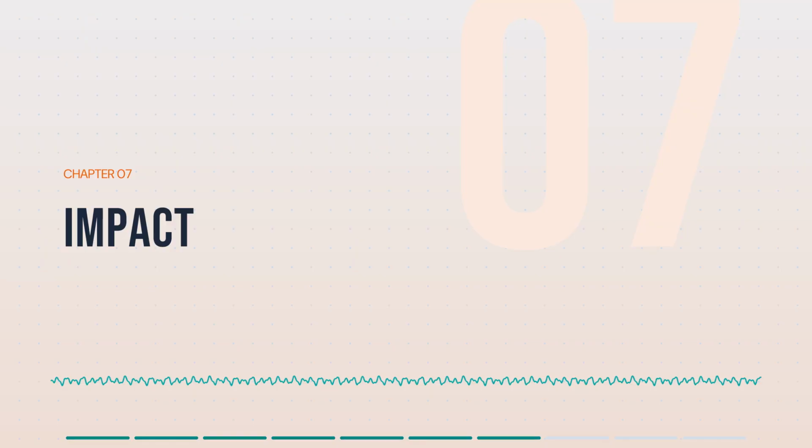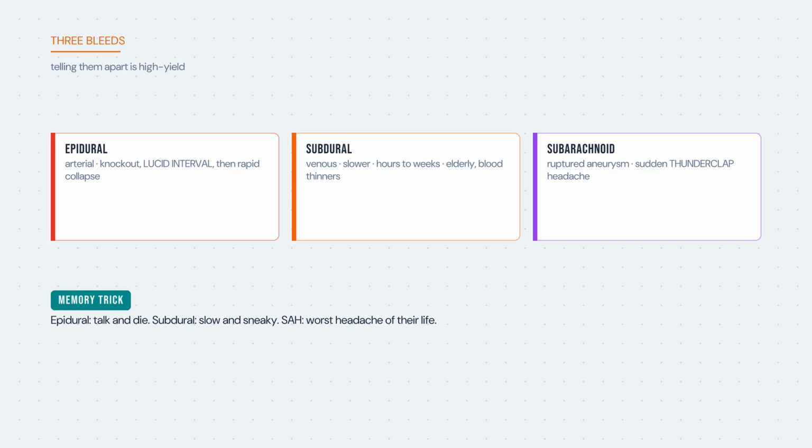Chapter 7. Impact. Trauma bleeds into the head in 3 classic patterns, and telling them apart is high yield. An epidural bleed is arterial, between the skull and the covering, and it has a signature story. A blow, a brief knockout, then a lucid interval where the patient seems fine and talks to you, and then a rapid collapse as the arterial bleed fills the space.